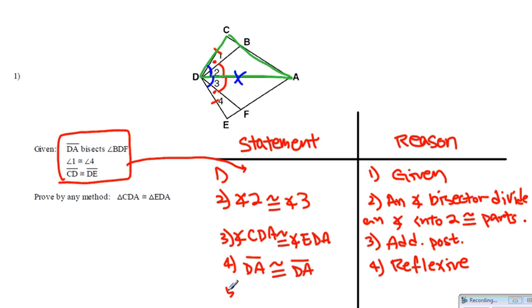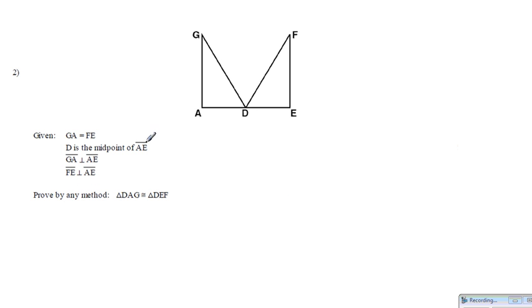Now number 5. Then I believe that we are ready to say these two triangles are congruent. Triangle CDA is congruent to triangle EDA. What's the reasoning? Side, angle, side. Same here, side, angle, side. There it goes. And that's our proof for number 1. Let us continue to move on to number 2.